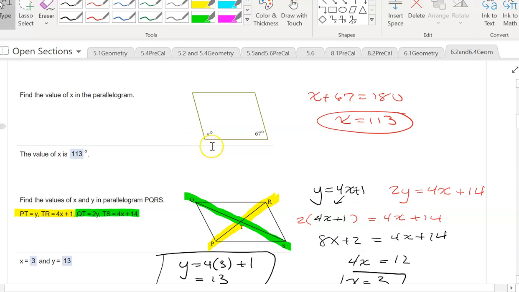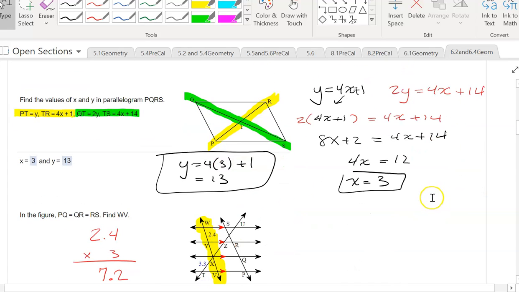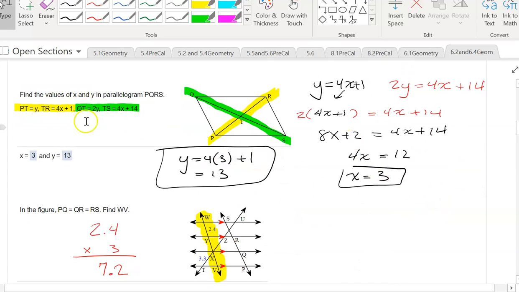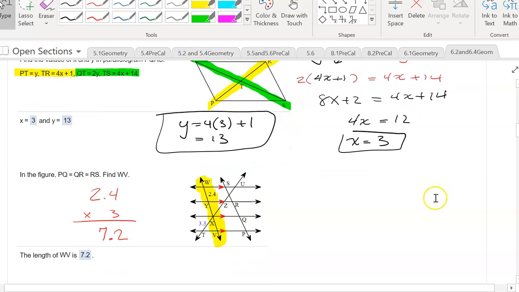Here, same as the first problem. Here, we're looking at our diagonals. So we set these equal to each other. So we have this is y and this is x plus 1. We set that equal. And then this one here, 2y is equal to 4x plus 14. Since we have 2 different variables, we need to substitute. So I take this red one and I substitute the value of y in here, distribute, solve for x, and then it wants the value for y. So we simply plug that in to here and I get 13.